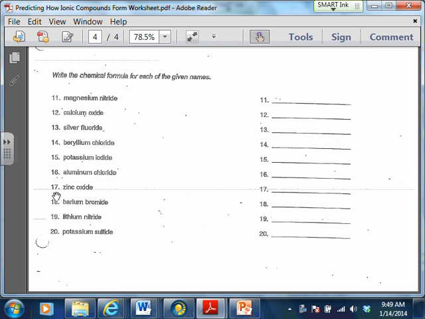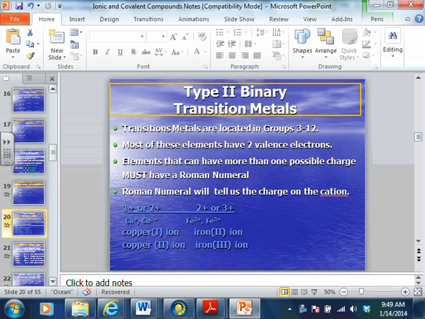So if I give you magnesium nitride, okay? Now I'm asking you to write the formula for magnesium nitride. So let's think about that for a second.